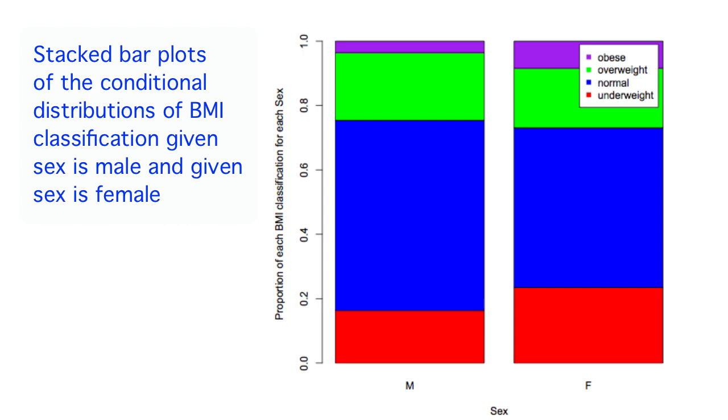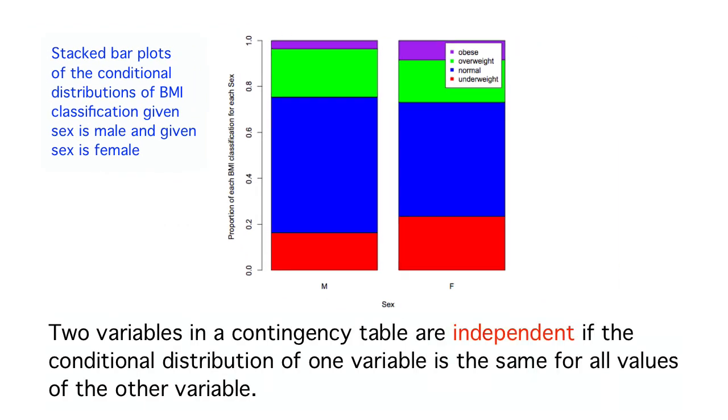We say the two variables in a contingency table are independent if the conditional distribution of one variable is the same for all values of the other variable. As we've noted, the distributions of BMI classification seem to differ between males and females, so it seems that BMI classification and sex are not independent for these skeletons.